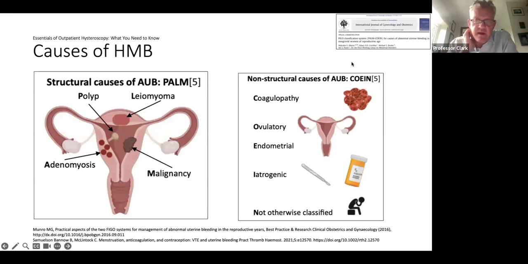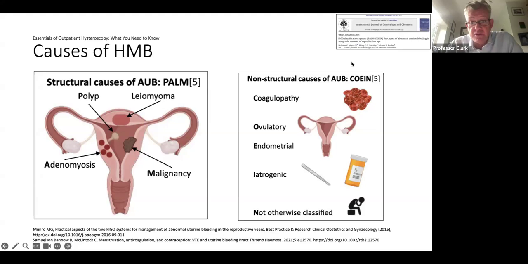And you may be aware of this paper from FIGO, from Mac Monroe's group, where they split the causes of heavy menstrual bleeding into structural and non-structural causes, and they're listed here. And again, these papers are open access, and you can look at these at your leisure.